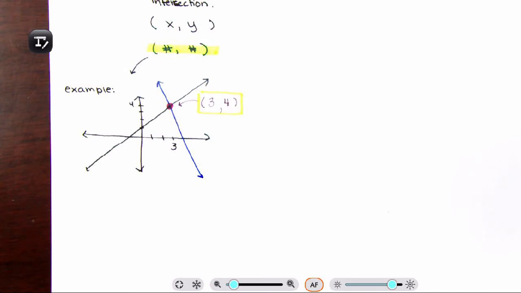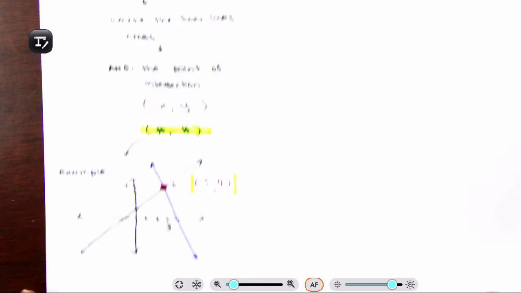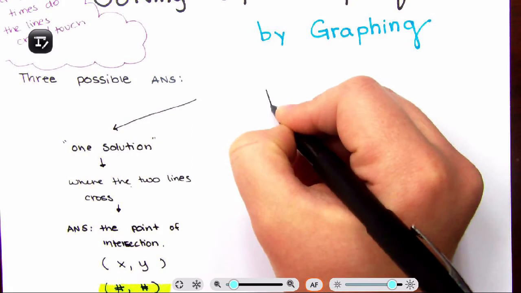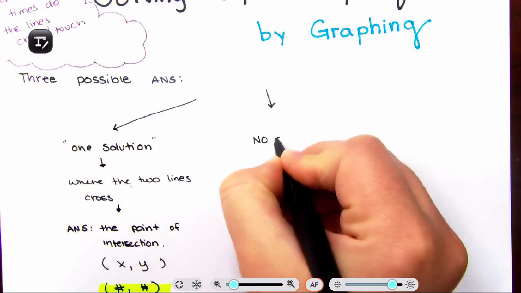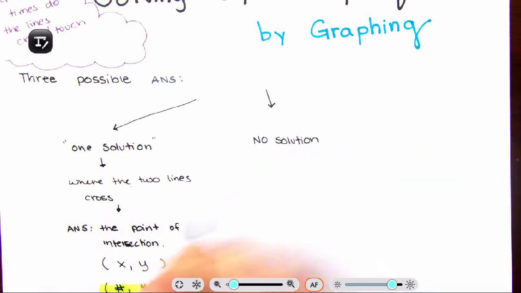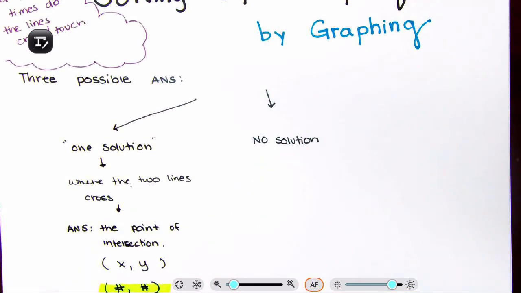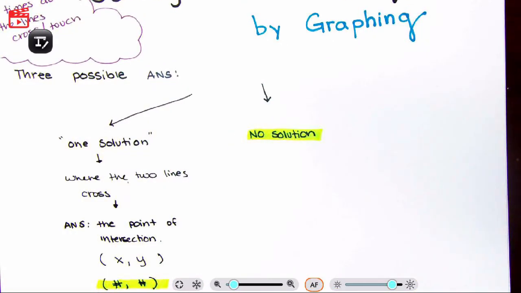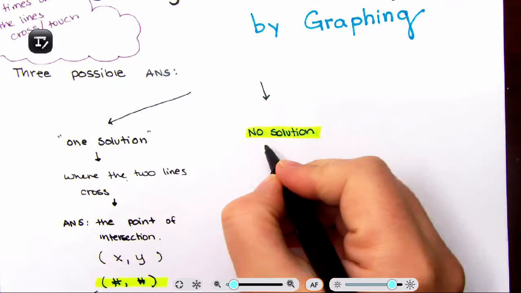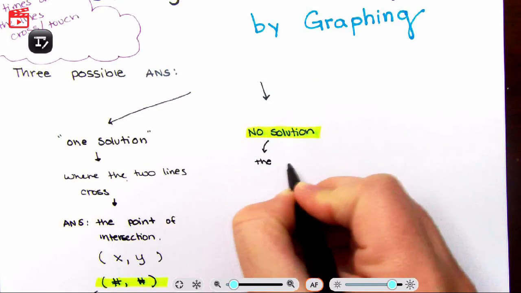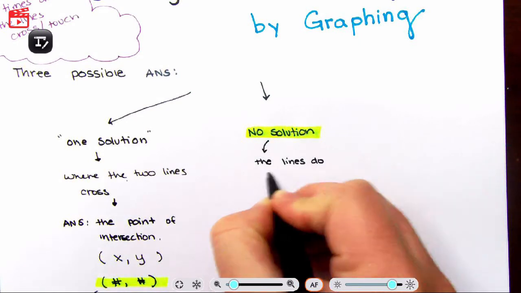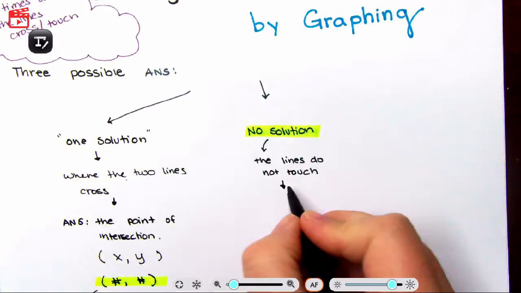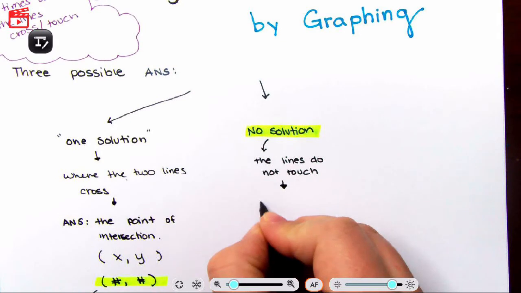Now, that is only one of the three possibilities that you can have as an answer for your system of equations. The second one that you can have is no solution. With no solution, you will actually write "no solution" as part of your answer. What does that mean? That means the lines do not touch at all. And what's even cooler about no solution is that it means the lines are parallel.